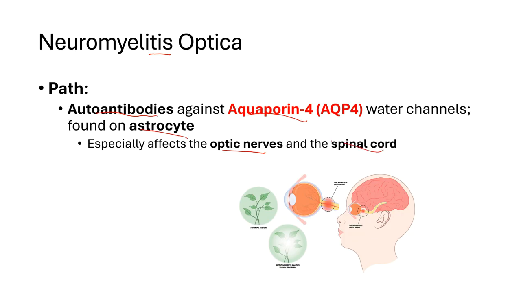The way that I've always remembered this pathology is with the name. Myelitis helps to remind you that this is inflammation of the spinal cord, and optica helps to remind me that this is also due to inflammation of the optic nerves. That is how these individuals are going to present.